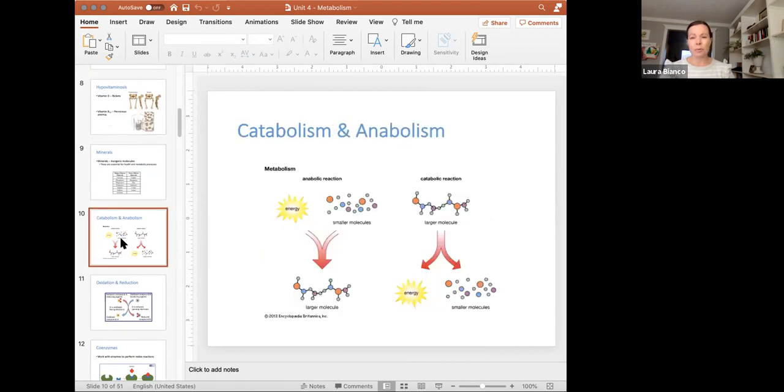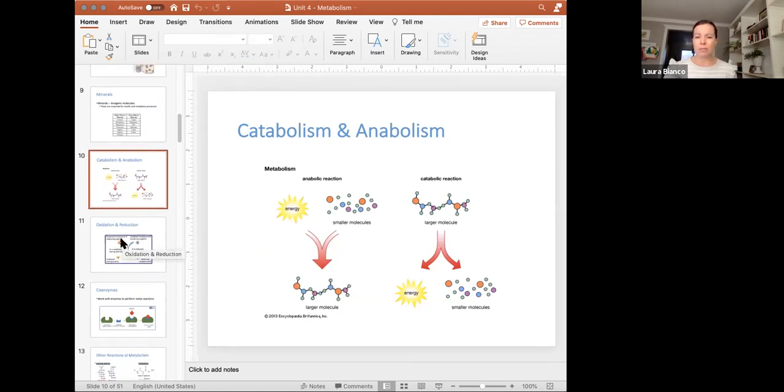Now we're going to get into the metabolism section, just starting with the main types of reactions that occur in the body. So two of the main reaction types are catabolism and anabolism. And before we started the digestive system, we reviewed these types of reactions. So catabolism involves breaking a large molecule down into smaller molecules or atoms. Anabolism is the opposite. It's taking smaller molecules or atoms and putting them together to build a larger molecule.